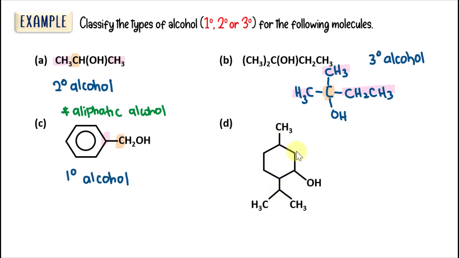And last but not least, this one is also not an aromatic alcohol, because this is not an aromatic ring. This is not benzene because it does not have alternating double and single bonds. It is just a cyclohexyl. So this carbon is attached to the OH group. Since it has only two carbons next to it, it is a secondary alcohol.